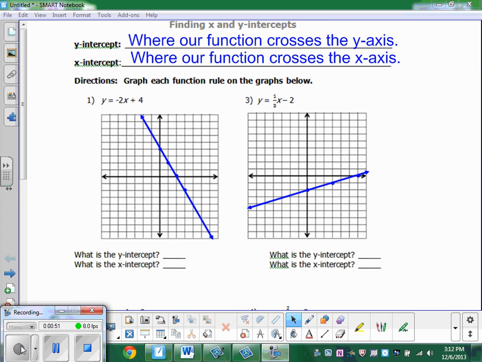If we look at our first line, we can see that our y-intercept is (0, 4). Now remember, this is where our line crossed the y-axis. We can also see that our line will cross the x-axis at the point (2, 0).